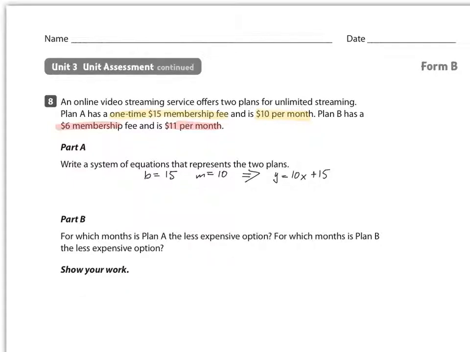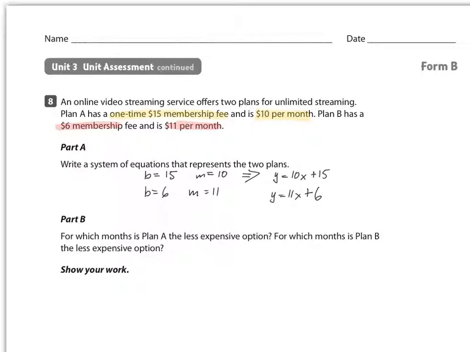And for the second equation, the membership fee is $6 and then $11 a month. So that's your slope, $11 per month. So now you have y is equal to 11x plus 6. And that is a system of equations. And then it asks for which month is plan A the less expensive option, for which month is plan B the less expensive option.